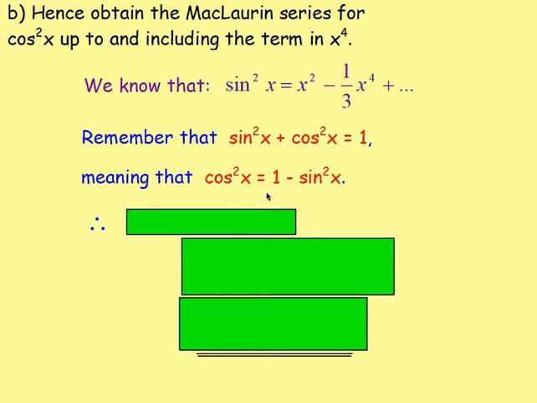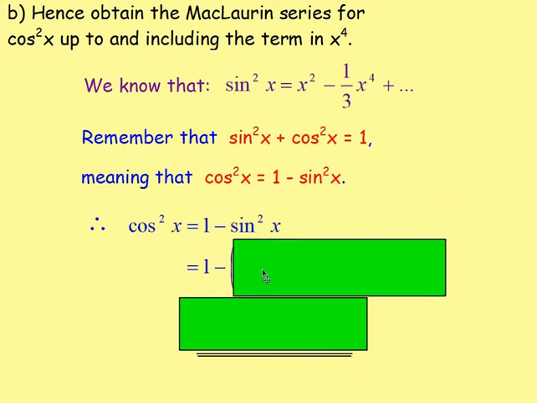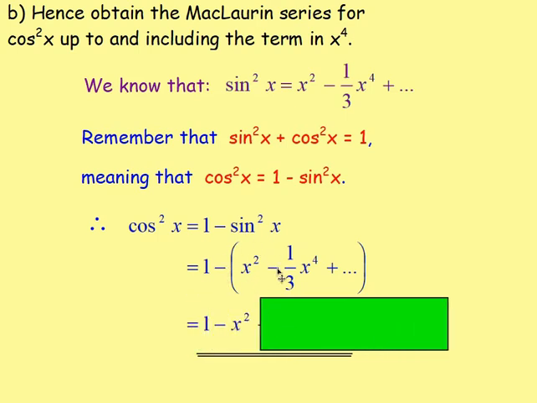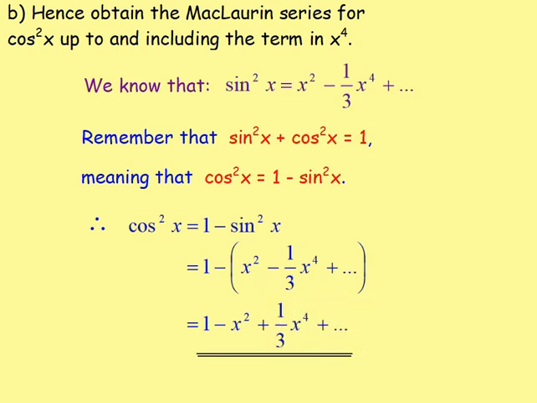How does that help us here? Well, we know what sine squared x is equal to. So all we have to do is replace this sine squared x with what it is on the right hand side. Therefore you would have 1 take away, and then this right hand side you can put in brackets. Get rid of the brackets, so it's going to be 1 take away the x squared, and you're taking away the negative, which means that's going to be plus 1/3 x to the power of 4, and so on. Remember, it's going to be infinite, so include your plus dot dot dot.